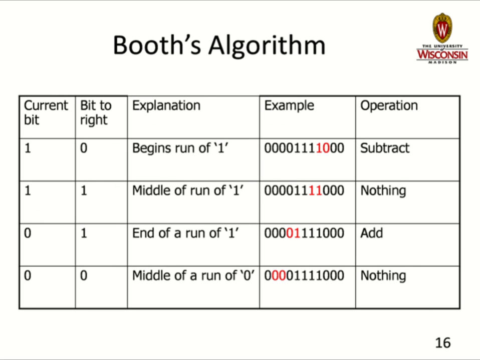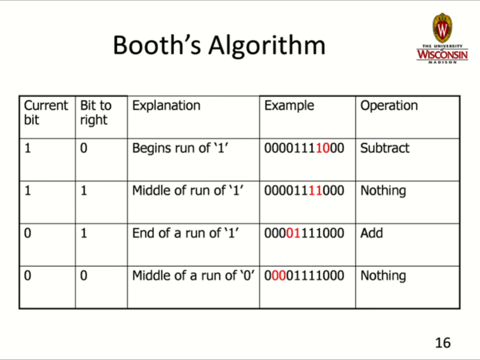And then depending on the values that those 2 bits take on, you can think of this table here as a truth table. You'll either perform a subtraction, do nothing, an addition, or again, do nothing. And the explanations are pretty clear here. If the current bit is a 1 and the bit to the right of it is a 0, then you're beginning a run of 1s. So like we said before, we'll do the subtraction. If both bits are 1, then we're in the middle of a run, so we do nothing.